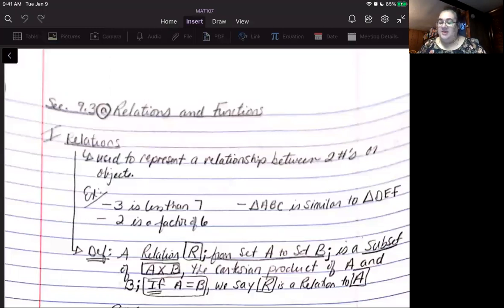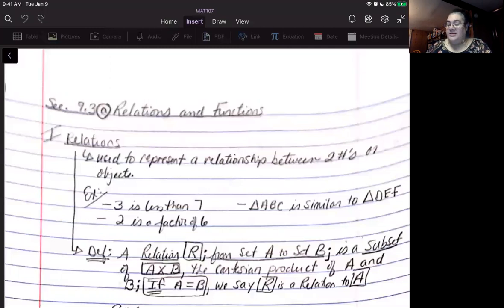So as you can see, and apologies for it being slightly blurry, I'm not really sure why that is. Today we're going to start talking about relations and functions. And these are two different things, although they are related to each other. No pun intended there, okay?